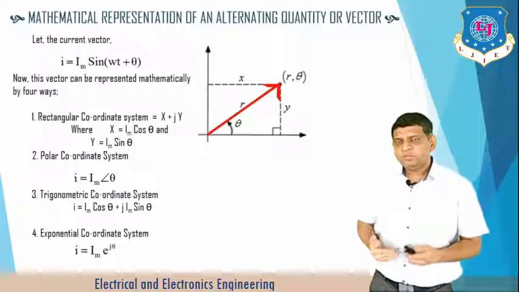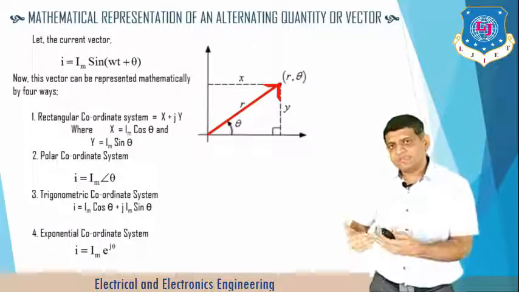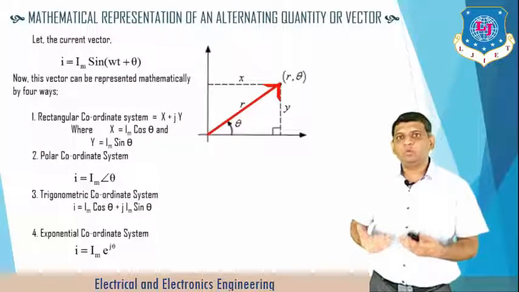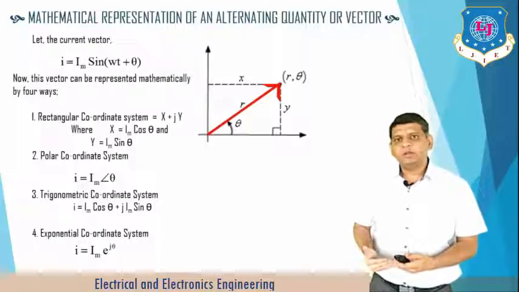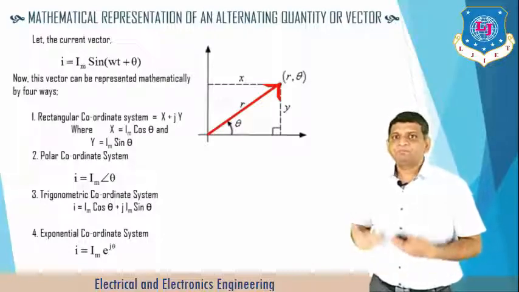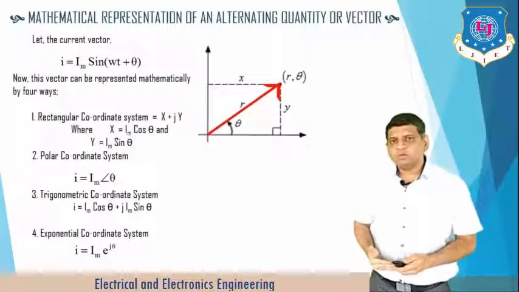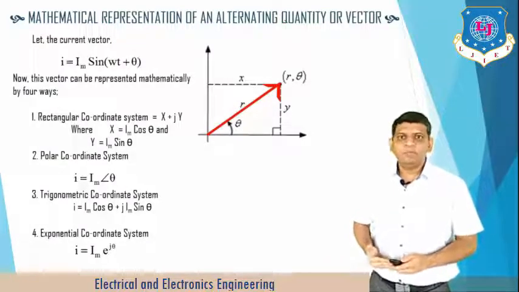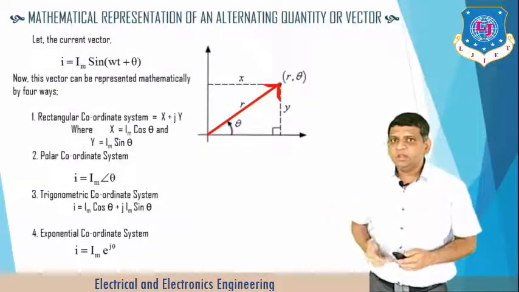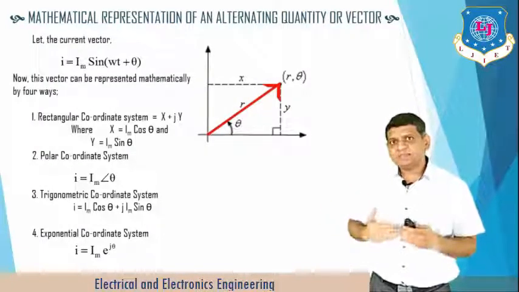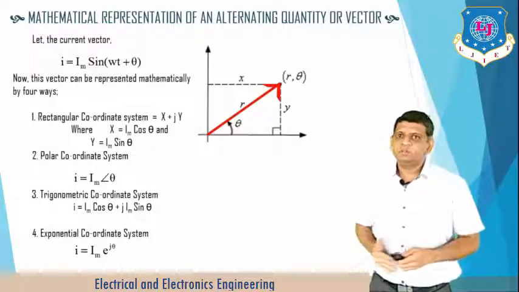So here, if I talk about only the x, the real quantity of this vector of this AC signal I is equal to Im sin(omega t plus theta), then x is related with the cos component and y we represent as a sine component, right? So x is equal to Im cos theta and y is equal to Im sin theta. These are two vectors. One is real and another is imaginary. So always remember, the x-axis is related with the cos factor and the y-axis is always related with the sine factor, right?